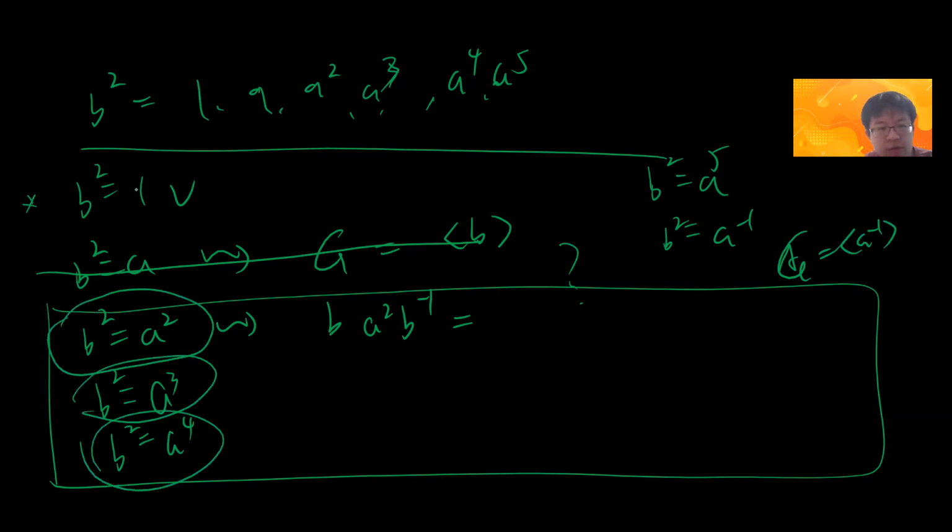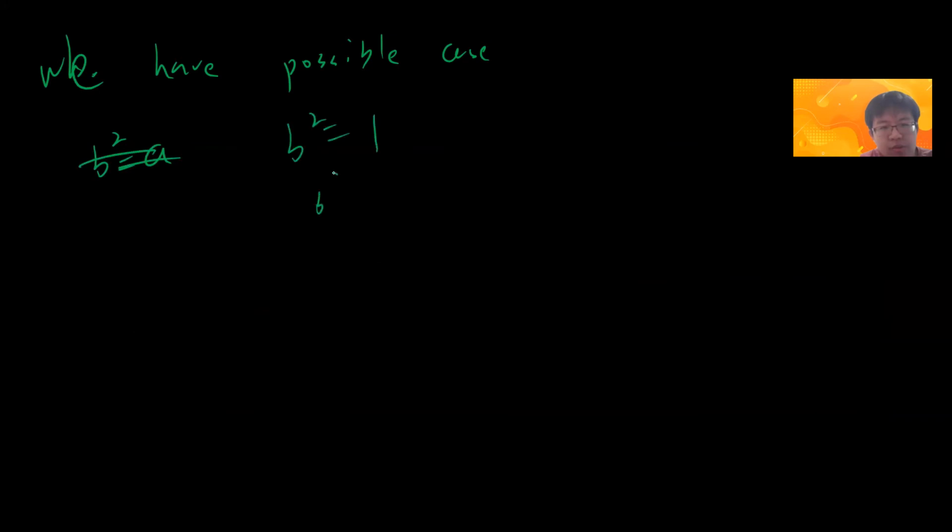So now we have four possible cases. Our B squared equals 1, or B squared equals A squared, B squared equals A cubed, B squared equals A^4. So these are all the possible cases that we have.